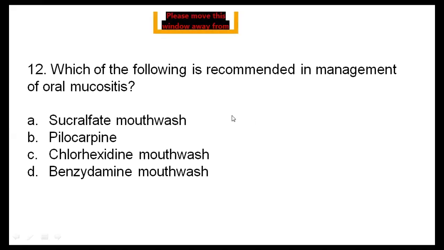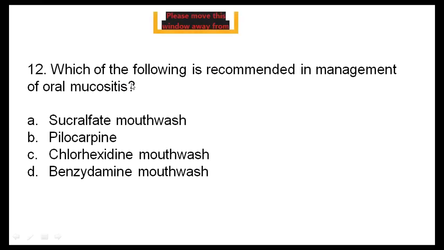So most of you have answered D, benzydamine mouthwash. First of all, what is oral mucositis? Oral mucositis is a reaction in the oral mucosa to either chemotherapy or radiotherapy. Last time when we discussed radiology, we were talking about the cells which are most radiosensitive. It applies to chemotherapy also. In both chemotherapy and radiotherapy, the cells that are continuously dividing are the ones most affected.